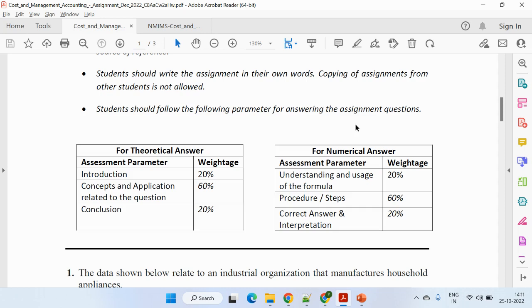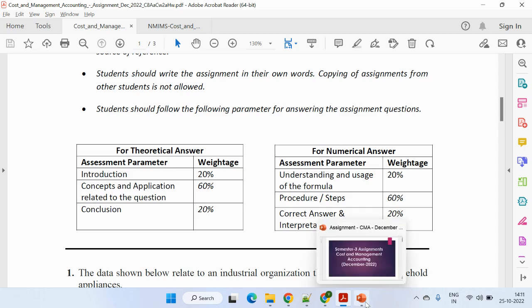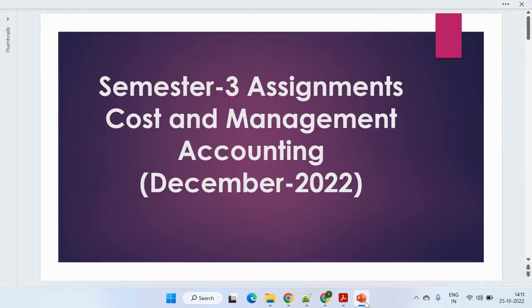The second thing is plagiarism. For the content you are referring to, whether from the internet, books, or any other source, try to reframe the sentences in your own words. Do not directly copy paste, otherwise all your efforts will go in vain if you get plagiarism. So these two are the important concepts.